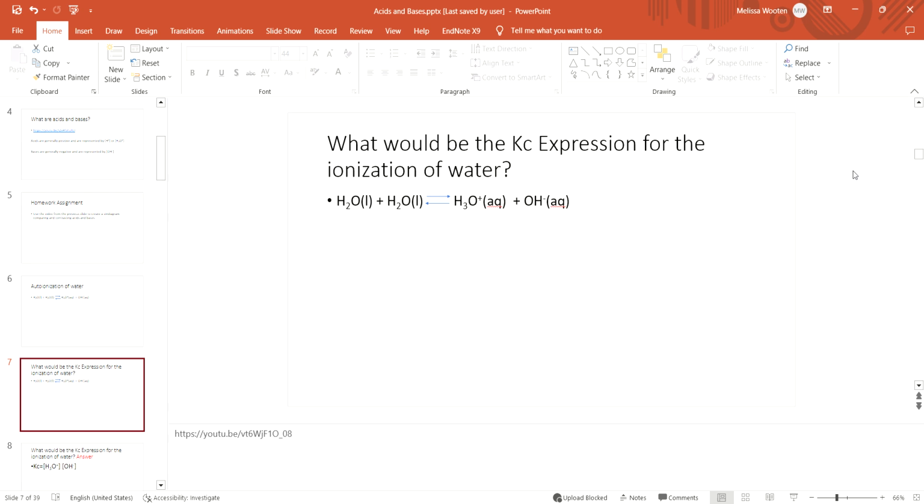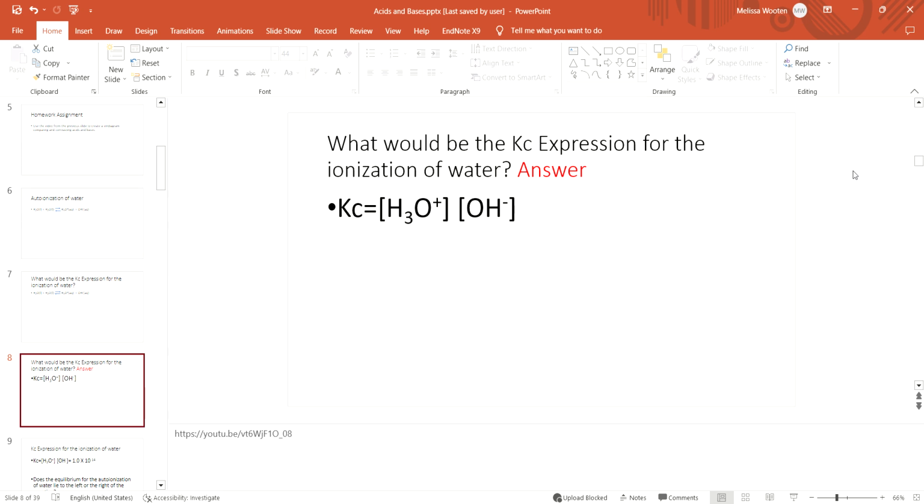So take a moment. We've practiced equilibrium expressions before, so write out the Kc expression for the autoionization of water. Alright, I'm assuming you've tried it. The Kc expression for the autoionization of water is the hydronium ion to the first power and the hydroxide ion to the first power, which of course you don't need to write the first power. We do not include the two water molecules in the equilibrium expression because they are pure liquids.